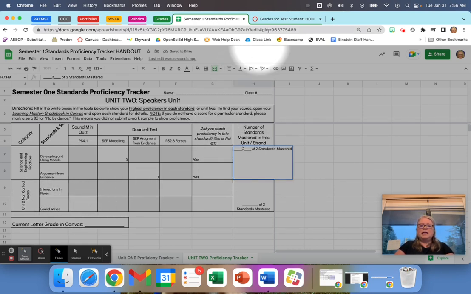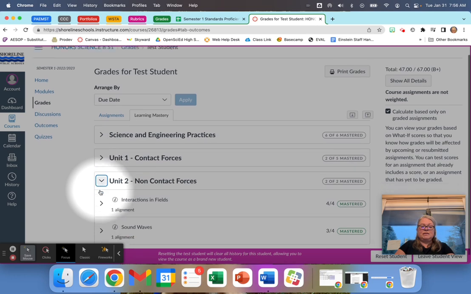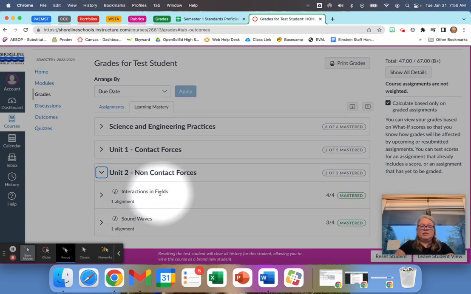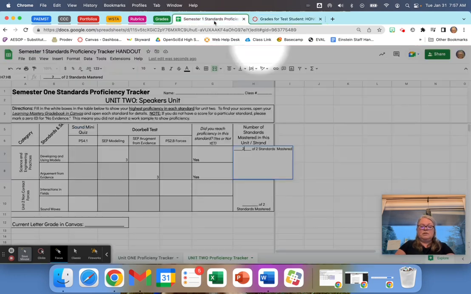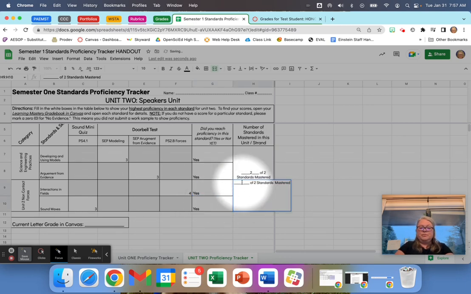And then the non-contact forces, I'm going to minimize that science and engineering practices, come back to non-contact and open that up. Interactions in fields. Interactions in fields, I got a 4. And then the sound waves, a 3. Did I master? Yes, yes, and then 2 out of 2.